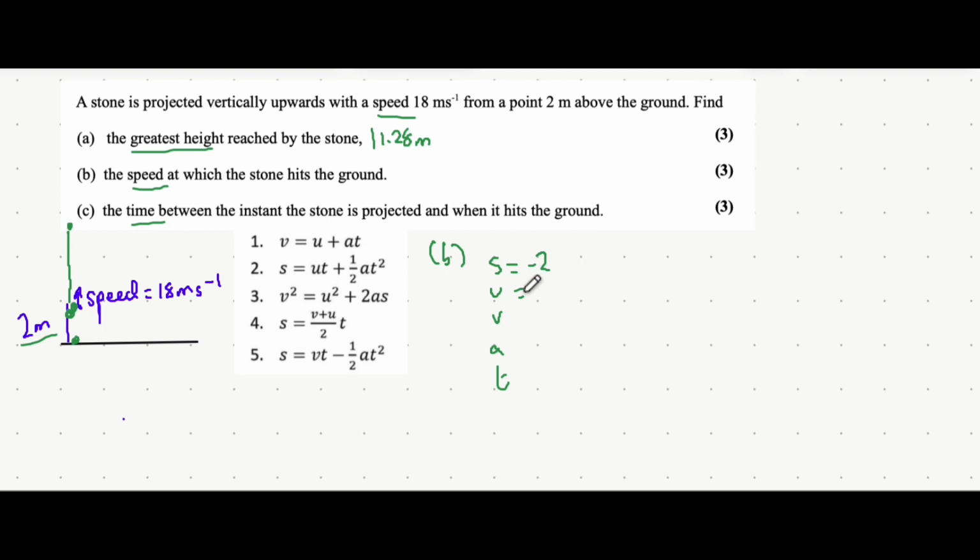It still starts with a speed of 18 meters per second. It's still starting off going against gravity, so we still use minus 9.8 as our acceleration. And we want to find the value of v, the velocity just before it hits the ground or just as it hits the ground. The equation again involving S, U, V, and A is this number 3 one. So v squared is equal to u squared, 18 squared, plus 2 multiplied by a, which is minus 9.8, multiplied by s, which is minus 2. I'm going to quickly put all that into the calculator. So that's 18 squared plus 2 times minus 9.8 times minus 2.